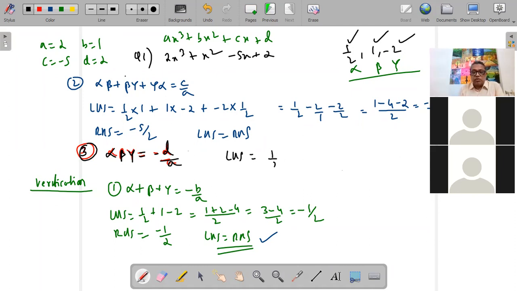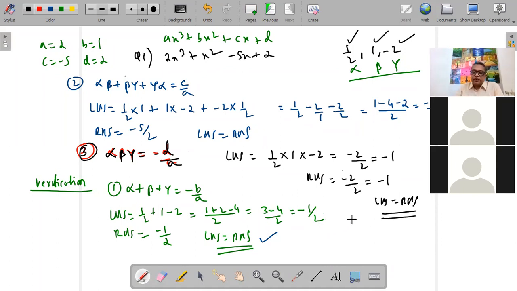So alpha, beta, gamma मतलब क्या हुआ? Half into 1 into minus 2, that is minus 2 by 2, ये आ गया minus 1. And RHS is minus D by A, that is minus 2 by 2, that is minus 1. So we get LHS equal to RHS. So we have first found out that all three are zeros. And next we have found out that verification of the first one, verification of the second, and verification of the third. In all the three cases, we got LHS equal to RHS.